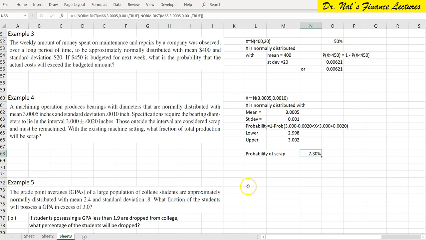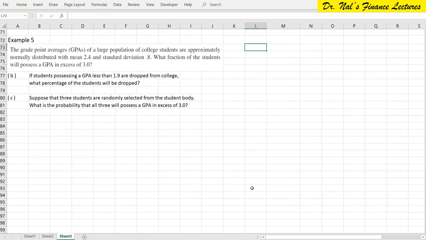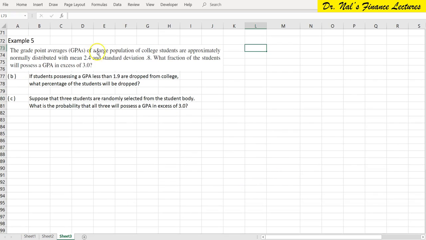Finally, last part, last question, example 5. Okay, so we did good today, I hope, with this video, lots of videos. The grade point averages of a large population of college students are approximately normally distributed. Let X be the GPA of students. We are told that X is normally distributed with mean 2.4, so the mean GPA in a school is 2.4 with standard deviation of 0.8, right?